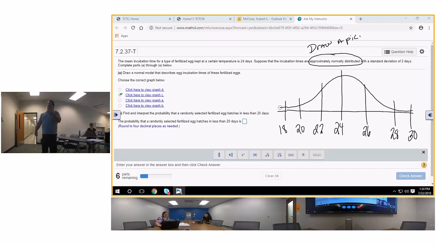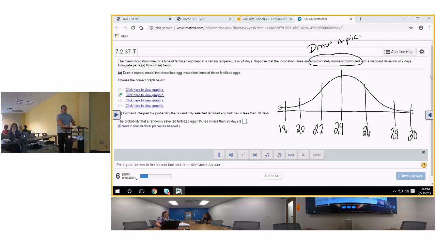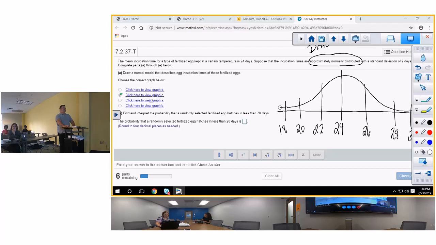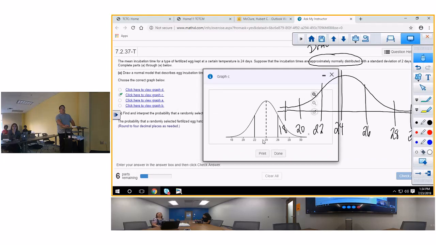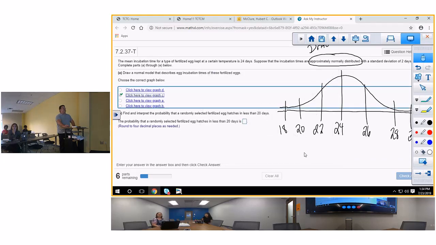Okay, we drew it. Which one is it? Let's look at it and see. It says click here for C. Okay, there it is. I think y'all can do that. You should be able to draw by the third unit, that's all we've been doing. You should be able to draw it.